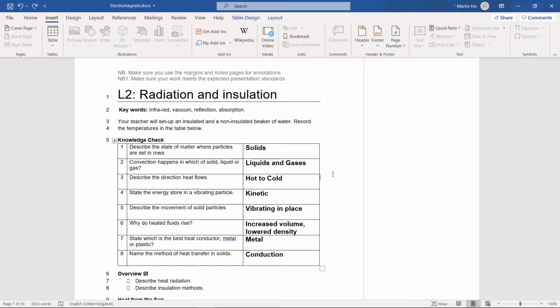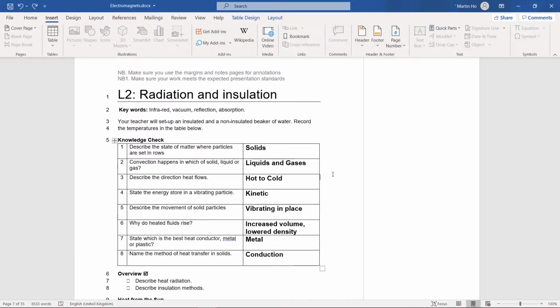6. Why do heated fluids rise? Well, this refers to our last lesson in which we described convection. Heated fluids rise because when something increases in temperature, there's an increased volume because the particles are moving further and further away and expanding. The increased volume then lowers the density, meaning that the newly heated fluids will be able to rise over and float on top of the non-heated fluids.